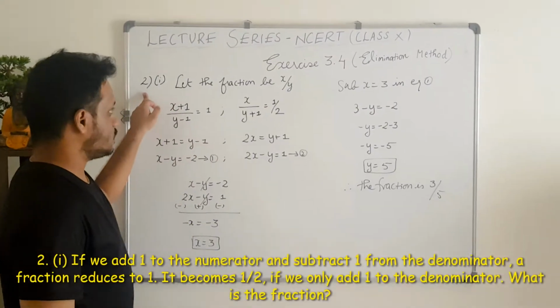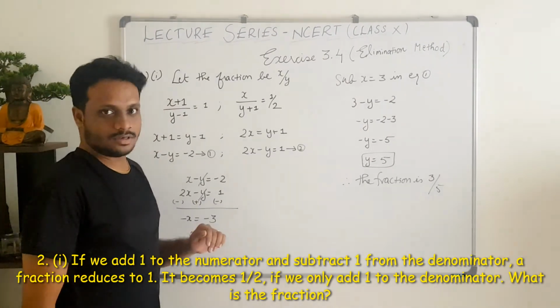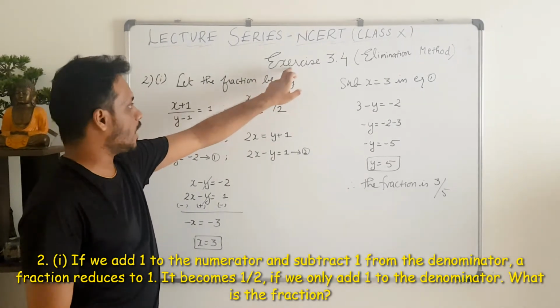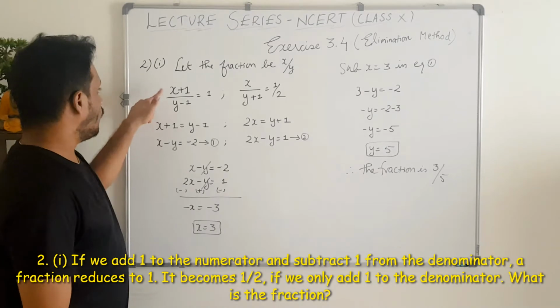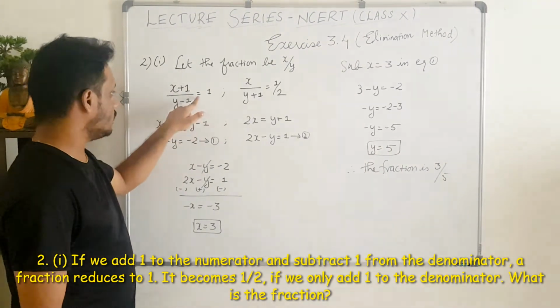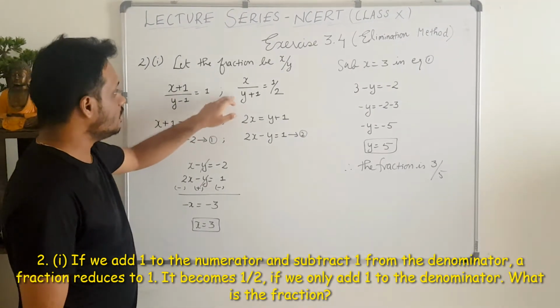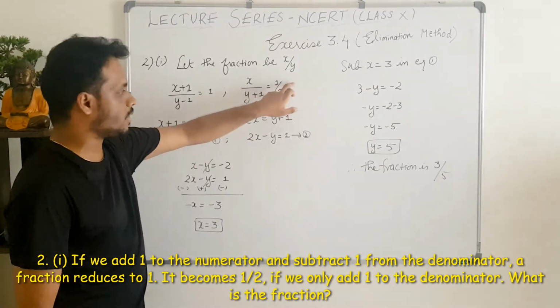The second question on the first subdivision, it's word problem. It says there is a fraction. So first assumption that we make is that the fraction be x by y. So x is one unknown, y is the other unknown, and the condition given is when 1 is added to the numerator and 1 is subtracted from the denominator, the fraction becomes 1. So that is the first condition. Second condition, numerator you don't do anything, you add 1 to the denominator, the fraction becomes 1 by 2.